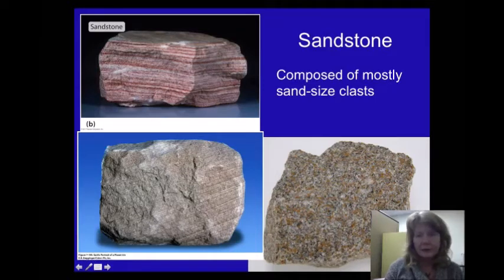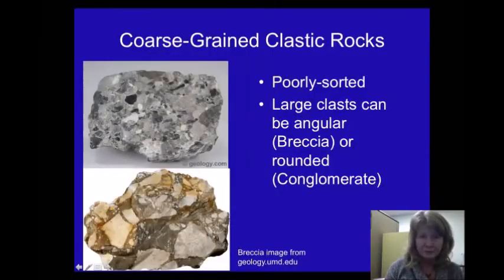This is another sandstone here in the bottom right of the slide. And you see there's more variation in the size of the sands, and so some fine-grained sand, some coarse-grained sand. There's obviously different composition of the sand size class.